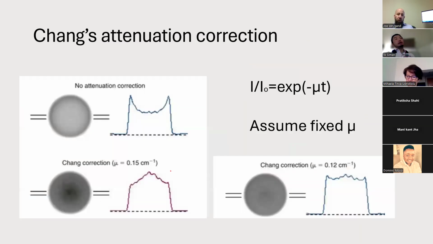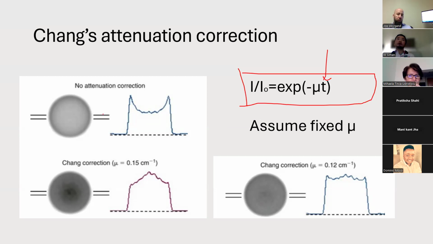So what happens if I only have SPECT? It's not a hybrid scanner, so a standalone SPECT. Again, this is your attenuation equation. T, you can figure it out, right? It's located here. That's your T. It's located here. That's your T, right? T, you can figure it out. So what about the mu?